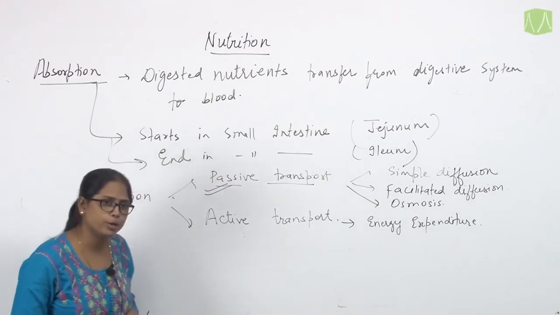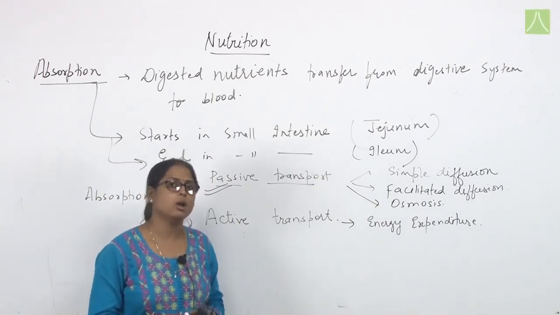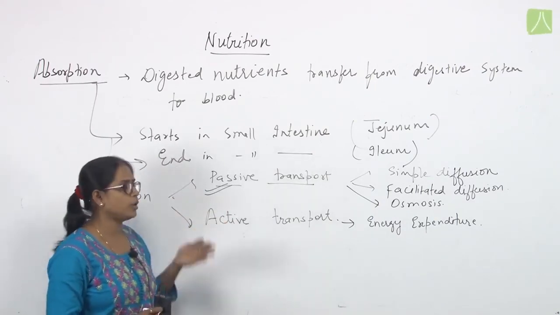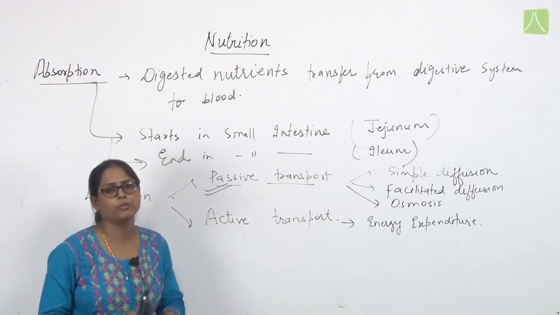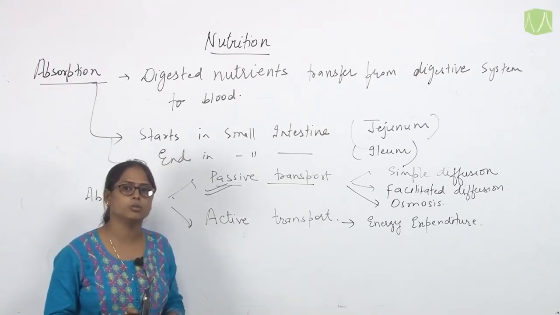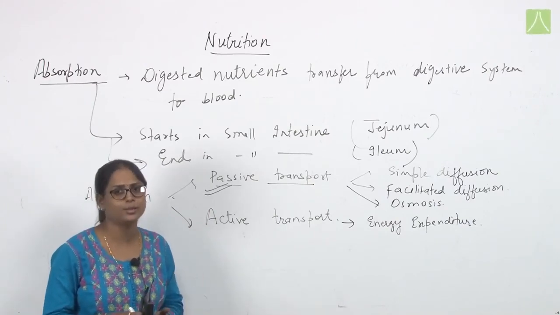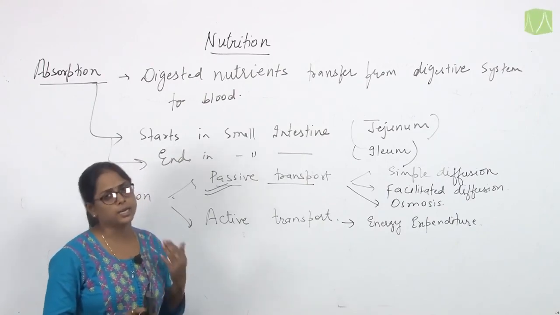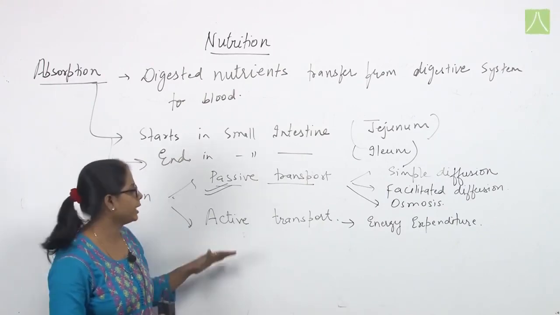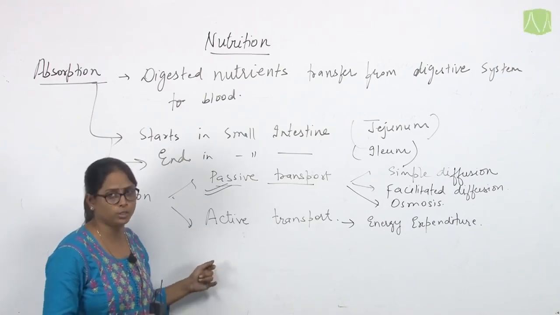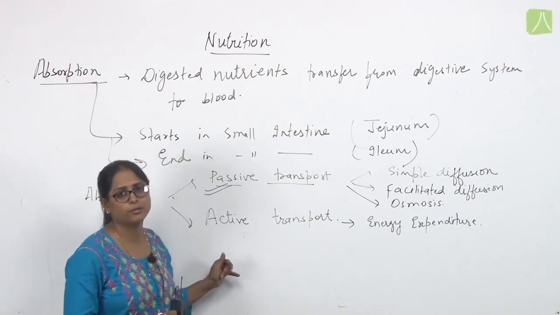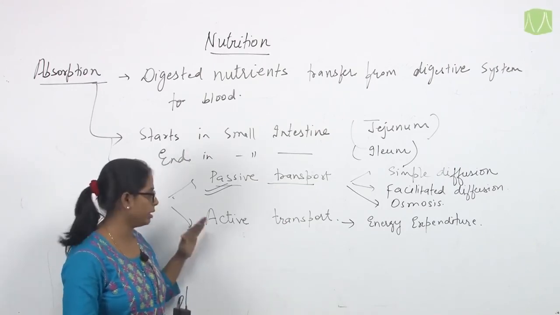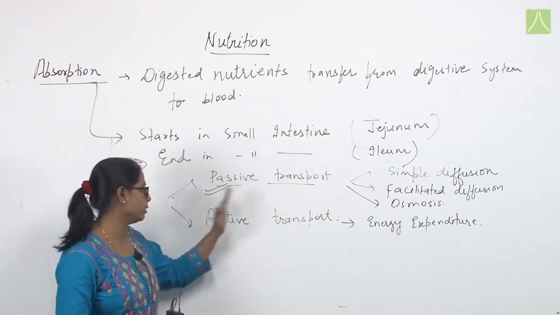But most important nutrients, for example glucose or other important digested nutrients, may also be transported actively because it is a very important nutrient which needs to be transported actively, even if the concentration is lower in the digestive system and more in the blood, it keeps on absorbing. That means against the concentration gradient it can also absorb by expenditure of energy because it is an important digested nutrient and our body needs glucose at a very high level. So that is why it needs active transport.